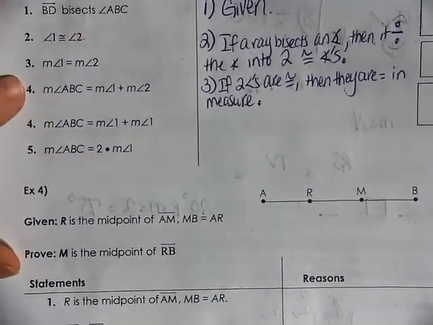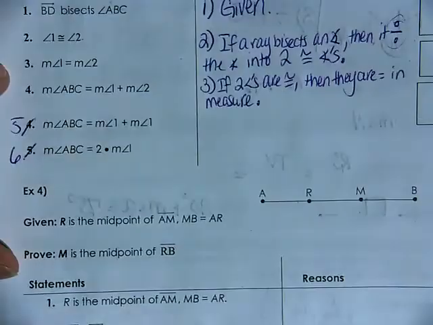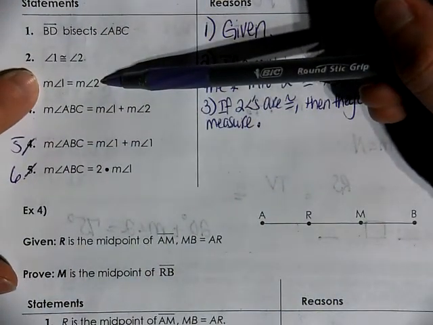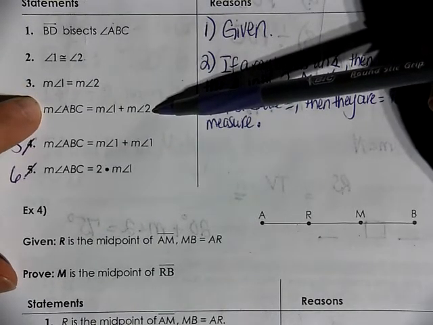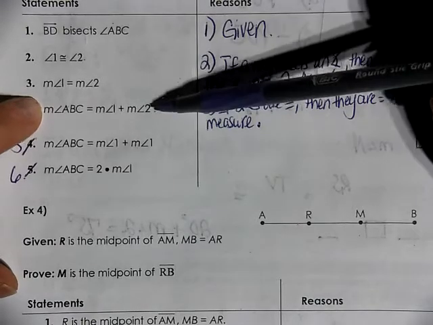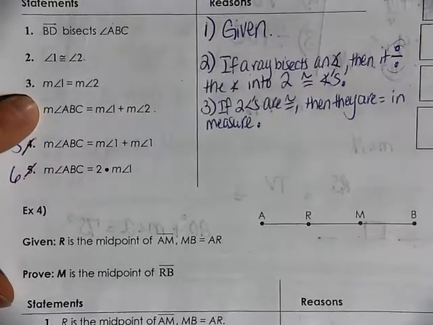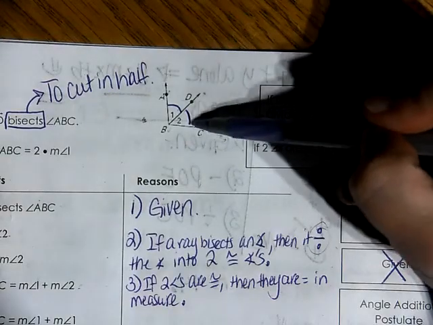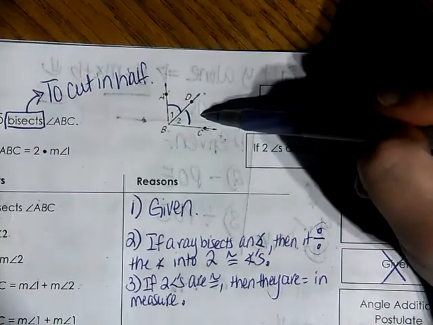Let's go ahead and look at number 4. This is supposed to be 5 and 6. Whoops. All right. So what we have here is the measure of angle 1 equals the measure of angle 2. And then we have the measure of angle ABC equals the measure of angle 1 plus the measure of angle 2. So let's look at what that is. ABC is the whole angle, and it's equal to the measure of angle 1 plus the measure of angle 2.